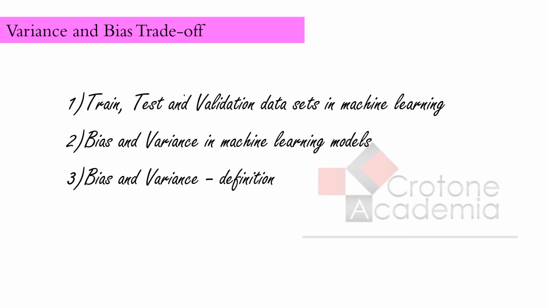In this lesson, we will be talking about variance and bias trade-off in machine learning. First, we will talk about train, test and validation datasets in machine learning and the requirement for dividing the dataset into train, test and validation sets. Then, we will introduce bias and variance and finally conclude with the mathematical definition of bias and variance.